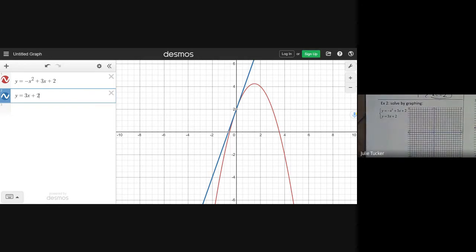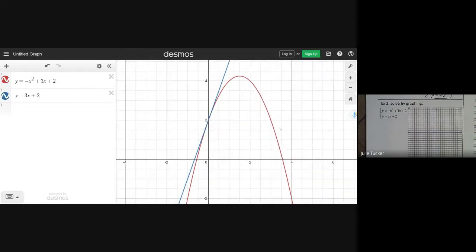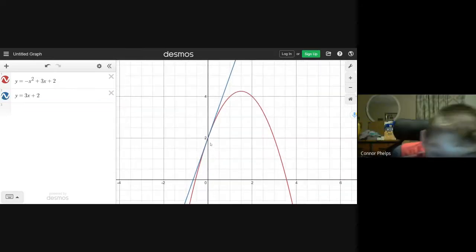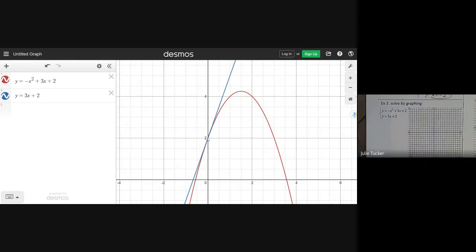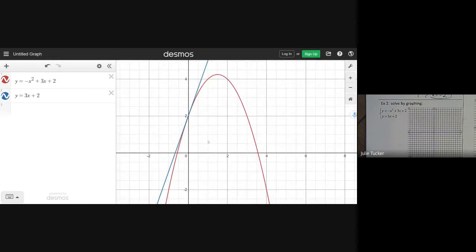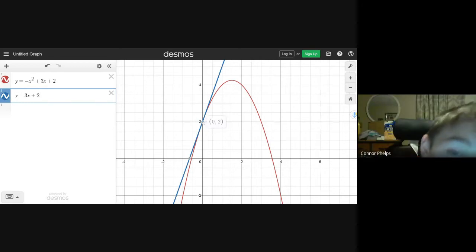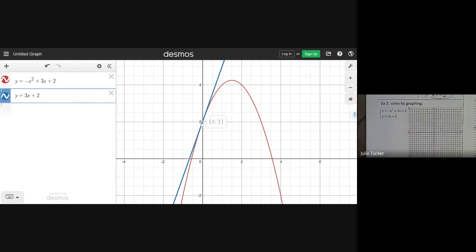So you notice that Desmos, let me zoom it in a little bit. Can you see all that? Yeah. They'll put a point right there for us. When it was zoomed out, they had a point on it, but when I zoomed it in, it disappeared. So you can see the intersection point is right there. That point is happening at 0, 2. So the coordinates of that point are the solution.